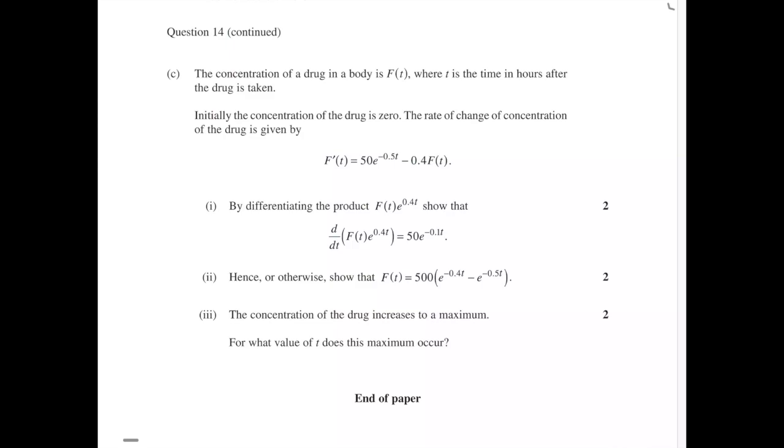What's the main information? We know that the concentration of the drug is initially 0. That means that f of 0 is equal to 0. Cool, that's the first bit of information. We're also given that f dash of t is equal to 50 e to the negative 0.5t minus 0.4 f of t. Okay, that was another bit of information. And then the first part says to differentiate that product.